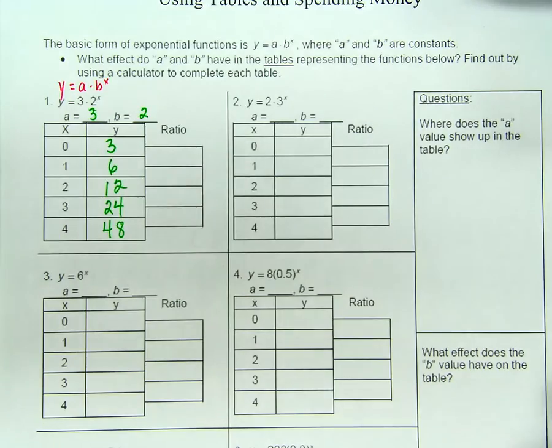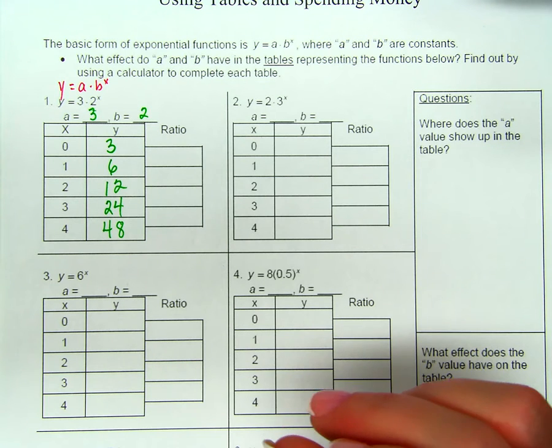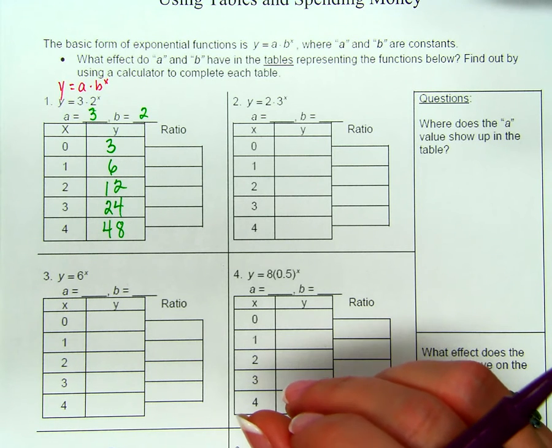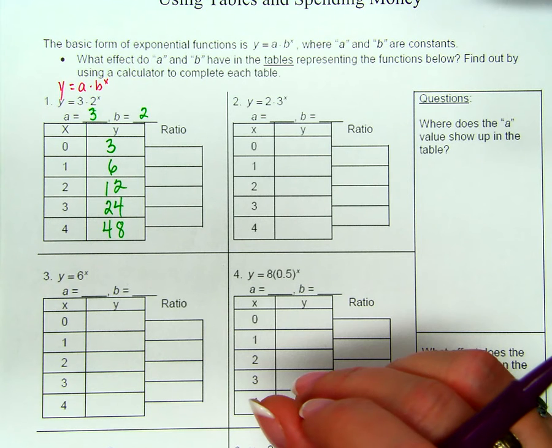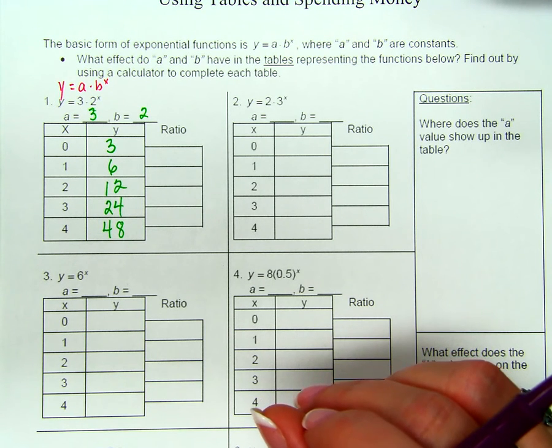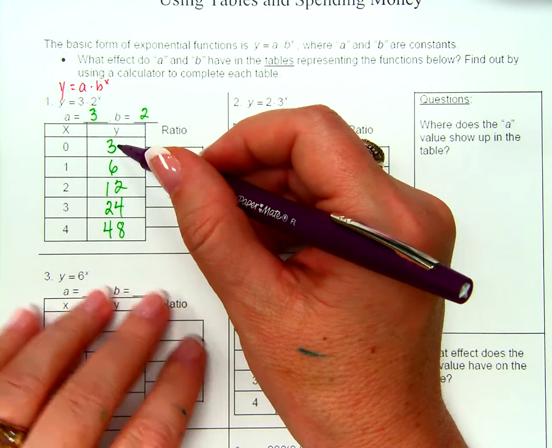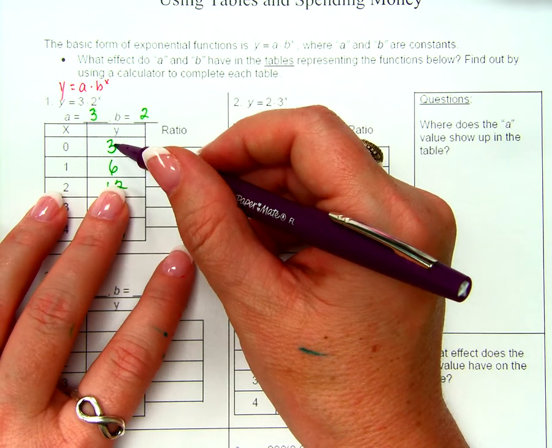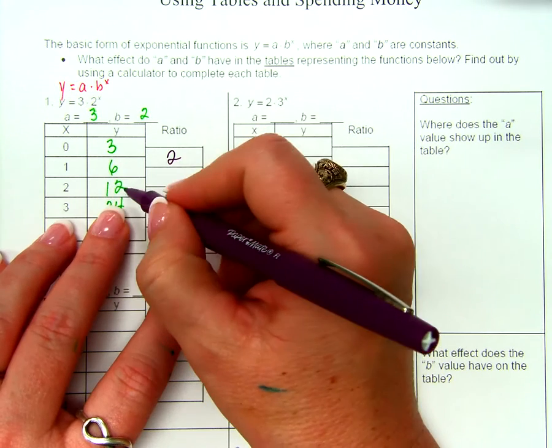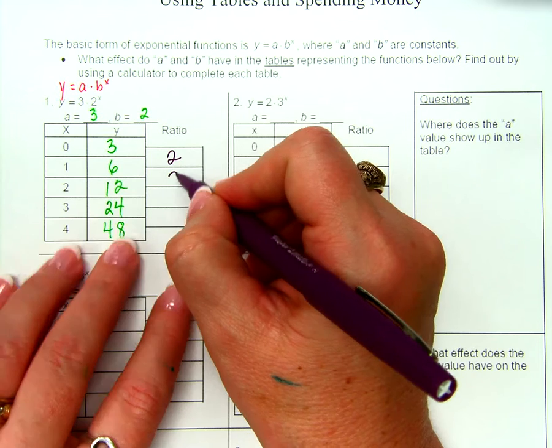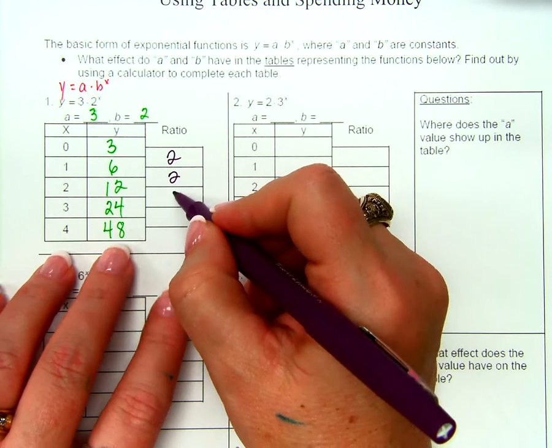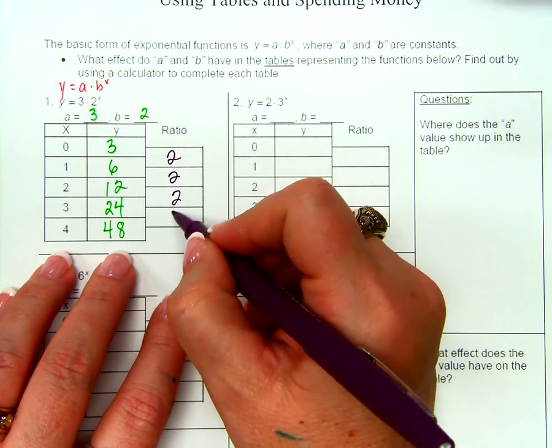Okay, so then I want to look at this side column right here. It says ratio. How do you find a ratio? What action are you taking when you're finding a ratio? What mathematical action? Dividing, right? So if I'm dividing a term, I divide the term by the term before it, right? So what is 6 divided by 3? 2. What is 12 divided by 6? 2. What's 24 divided by 12? 2. What's 48 divided by 24? 2.